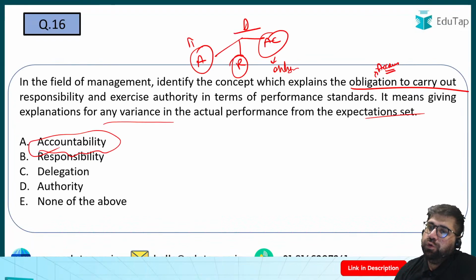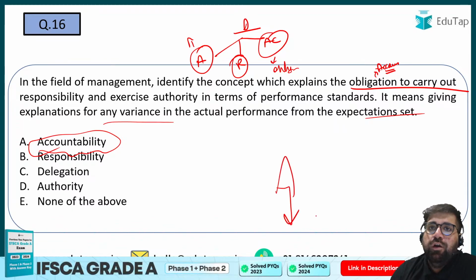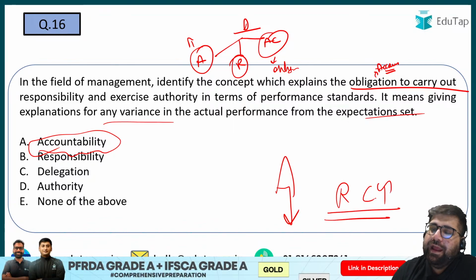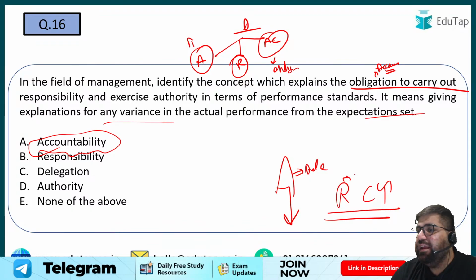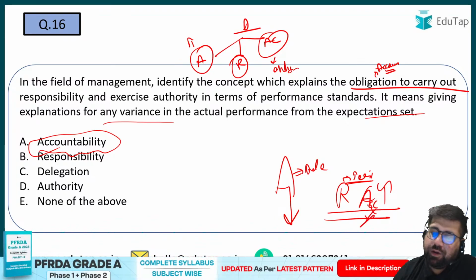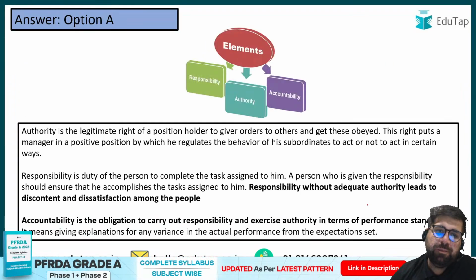And yes, authority moves downward. Responsibility and accountability move upward. And please remember, authority can be delegated. Responsibility can partially be delegated, not completely. And accountability can never be delegated. All these are important questions which you should remember.